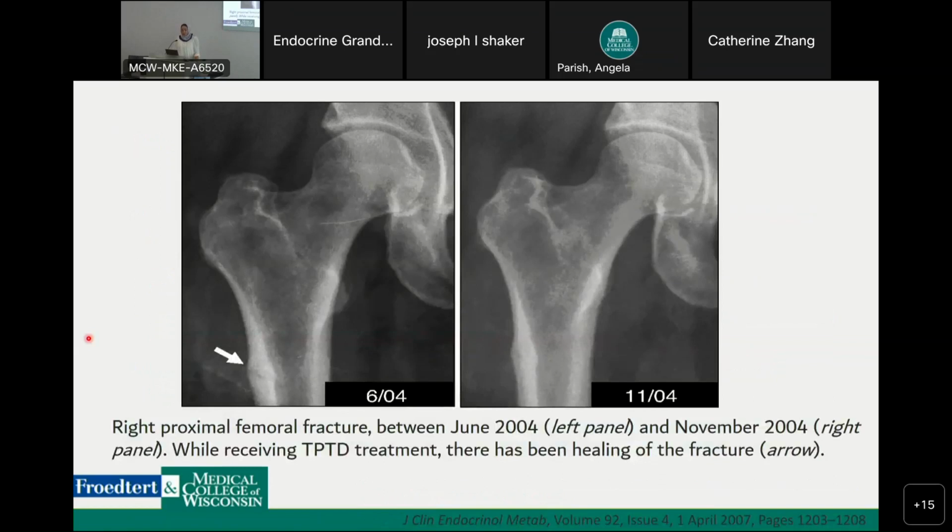So this was the first patient who was treated with teriparatide. Teriparatide was started after she had a proximal femoral fracture, and then we can see that the fracture healed within about 5 months.